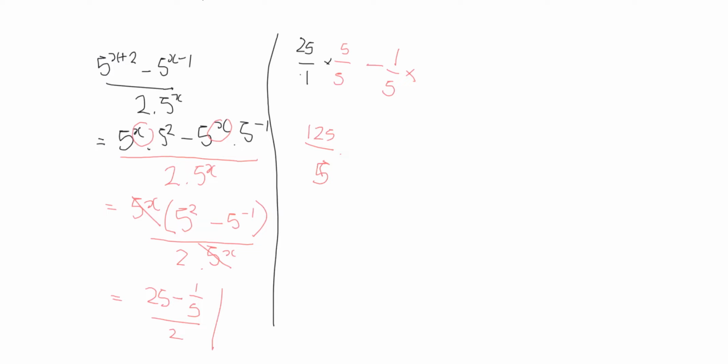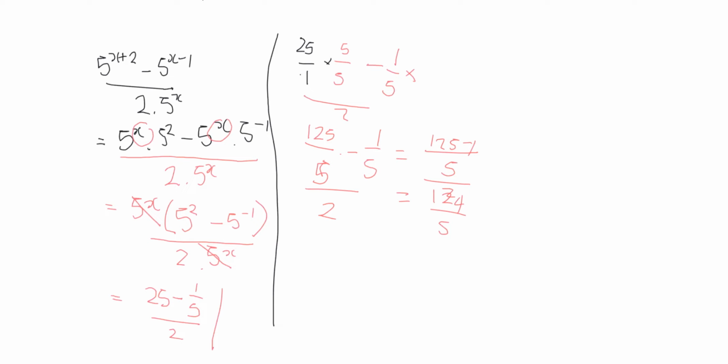Subtract 1 over 5. And now that you have the common denominator, this can be written under one roof, right? Because they are of the same family. This is going to be 125 subtract 1 over 5. And what is 125 subtract 1? This is 124 over 5, right? 124 over 5. But we must not forget that in our denominator, we still have the 2. Remember, we haven't solved for that too, right?